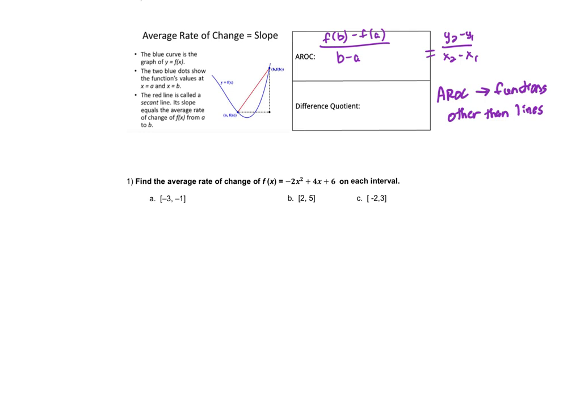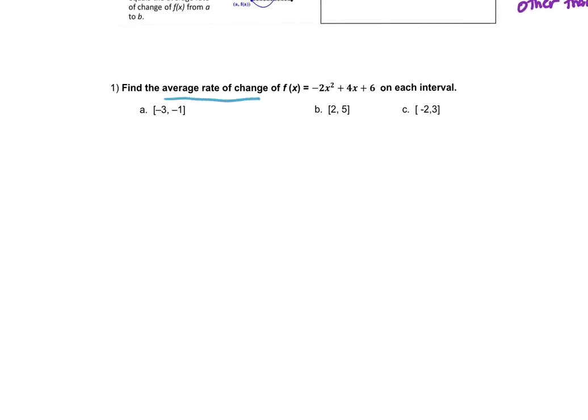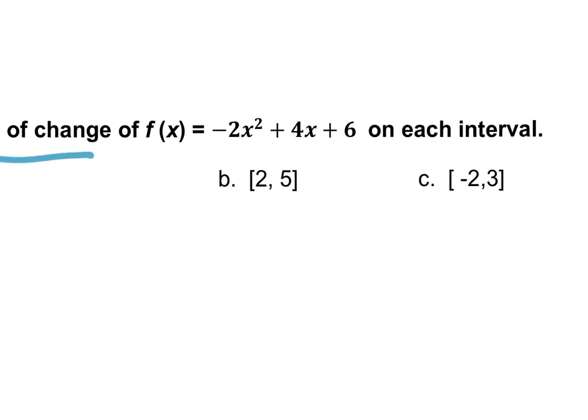All right, so here's what I need you to realize. Here's the other part of this, is that we don't know what the values are, so we're going to have to plug in and figure out what they are. So notice what it's saying. It's saying find the average rate of change for this particular graph. We don't even have to know what the graph looks like.